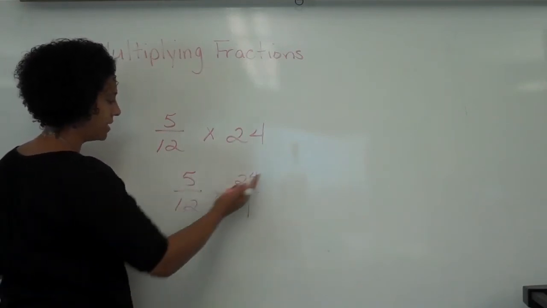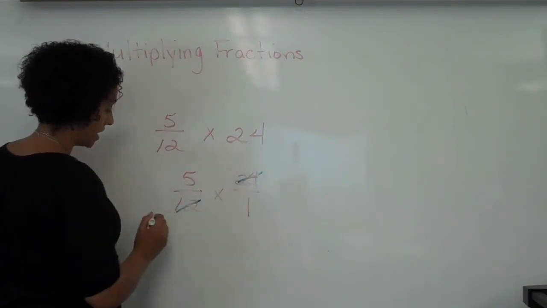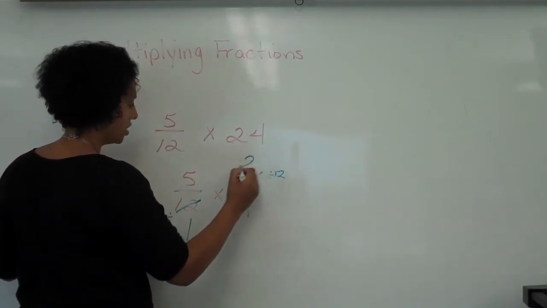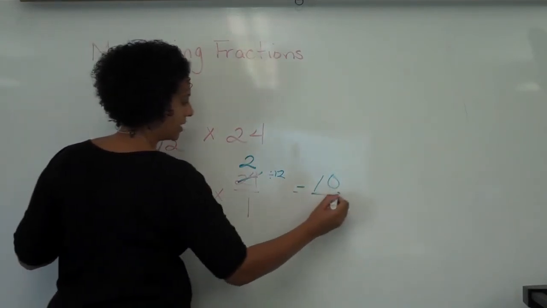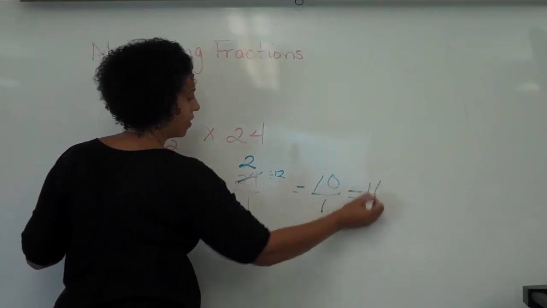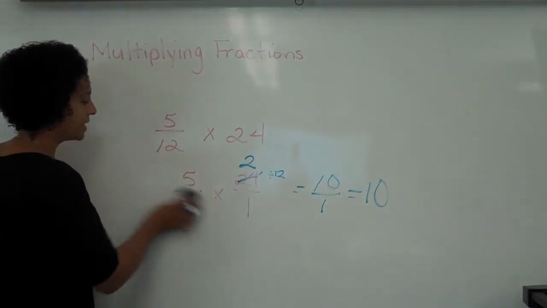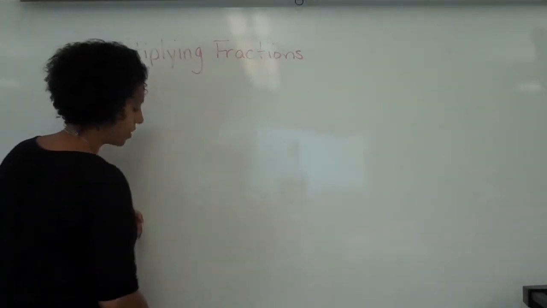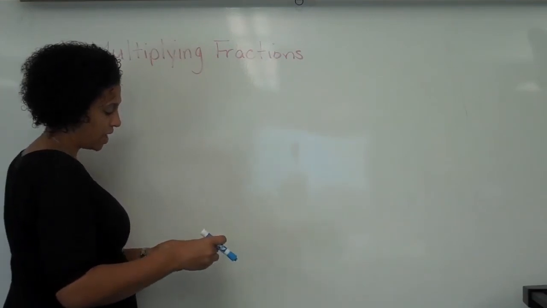And now I'm going to look at this diagonal. Well, I know 12 and 24 have something in common, and that's 12. If I divide this by 12, I get 1. If I divide this by 12, I get 2. So now 5 times 2 is 10. 1 times 1 is 1, which means I have a whole 10 here. Okay? I'm moving kind of fast, but it's because I know my facts. Put the 1 underneath the whole, cross-simplify, and then multiply. Let's do 1 more.